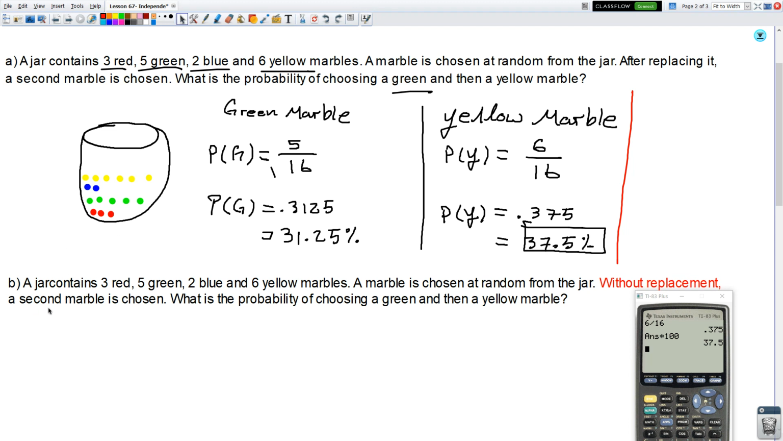So now notice that in example B, we still have the same marbles. We got 3 red marbles, 5 green, 2 blue, and 6 yellow. But notice that here, the scenario is a little bit different. It says, you choose a marble at random. Okay, so let's do our jar here. And we're still going to get the same amount of marbles. We got 3 red. Well, let me just finish that jar here.